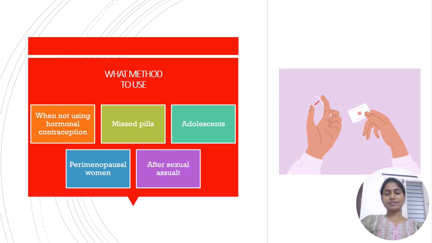And after sexual assault, there used to be a previous consensus that we should not insert an IUCD because it might lead to intrauterine infection, but this is not proven now. The present consensus is that even after sexual assault, any method of contraception can be safely used.